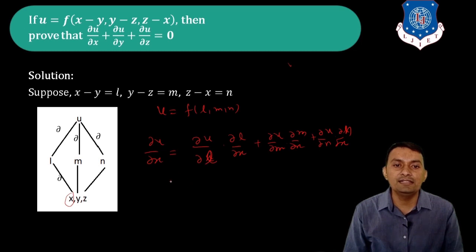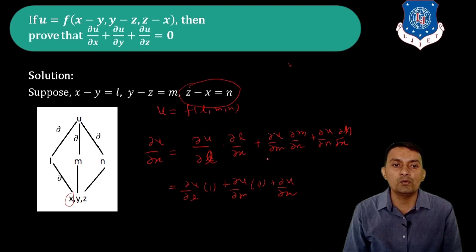Whenever you find del u by del l, it is going to be the same, and del l by del x: l is equal to x minus y, so its derivative with respect to x is going to be 1. Now del u by del m into del m by del x: m is y minus z, which is not a function of x, so it is going to be constant and its derivative will be 0. What about the next, del u by del n? When we take the partial derivative of n with respect to x, we get minus 1. So I am going to get del u by del l minus del u by del n. This is equation number 1.